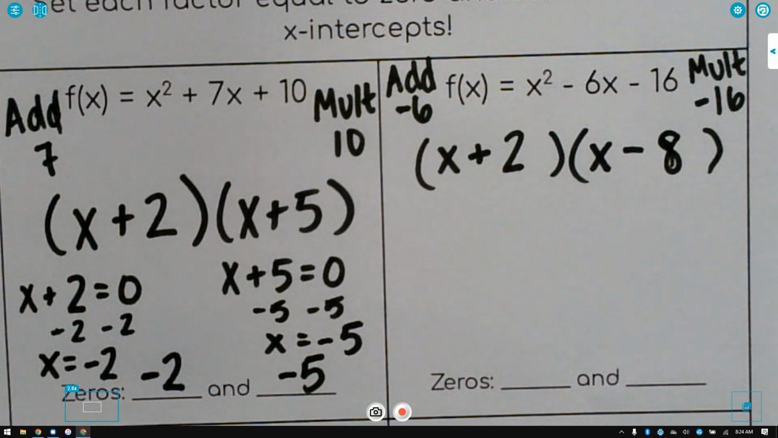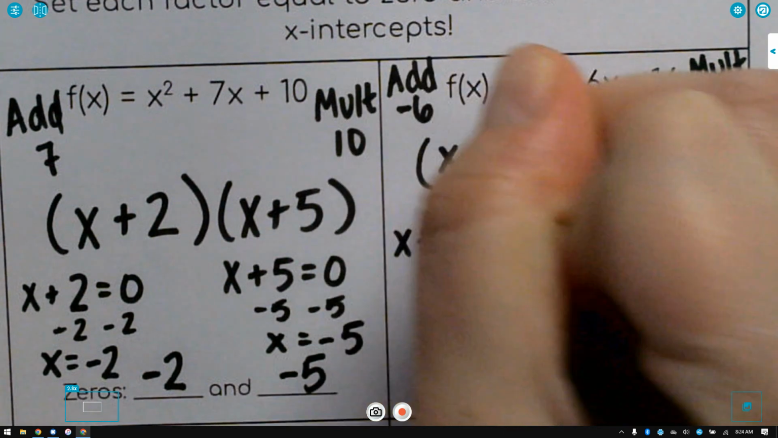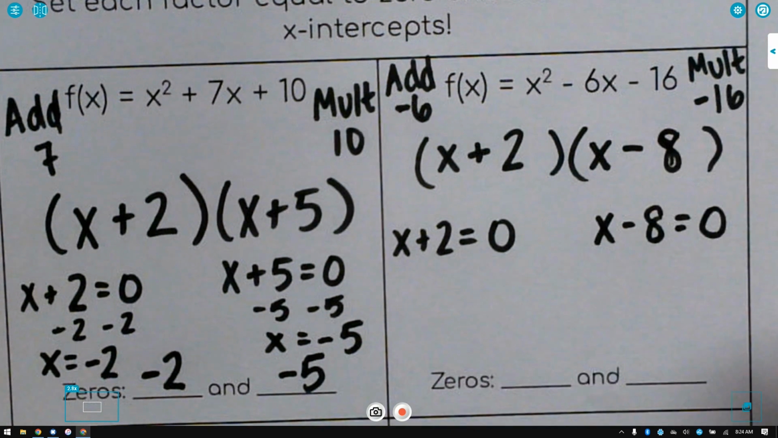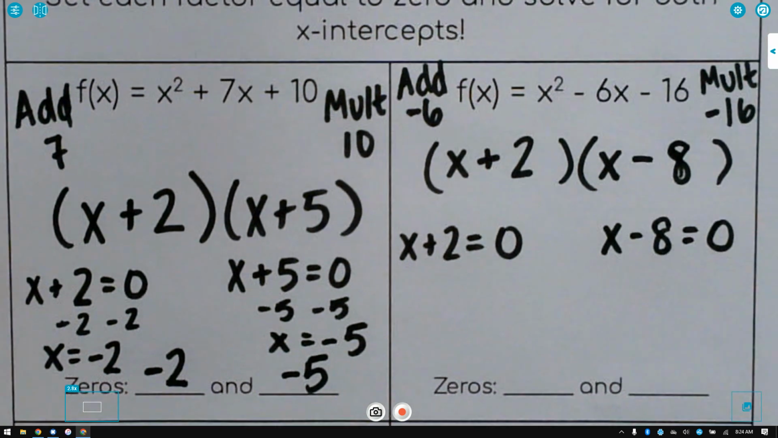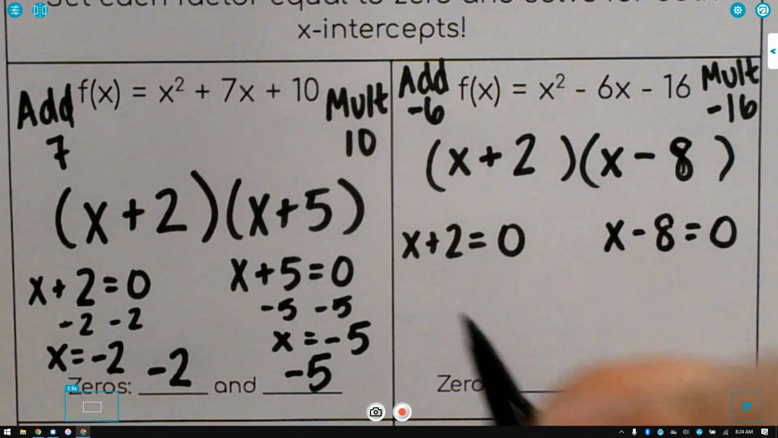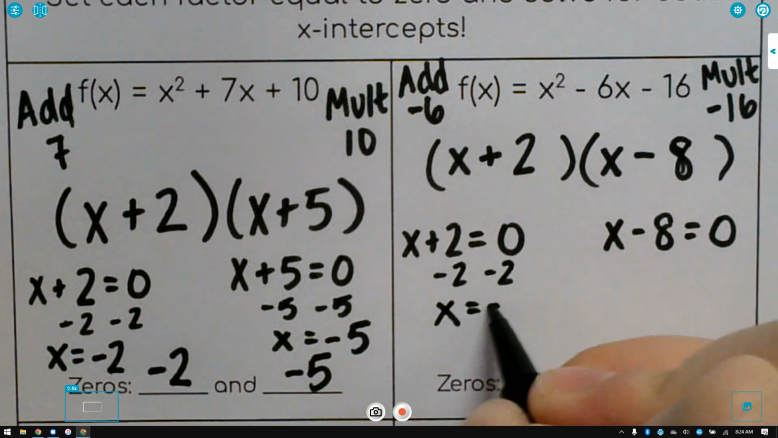Okay. Then we can set each of those factors equal to 0. So x plus 2 equals 0, and x minus 8 equals 0. X plus 2 equals 0. We would subtract 2 from both sides. We get x equals negative 2.